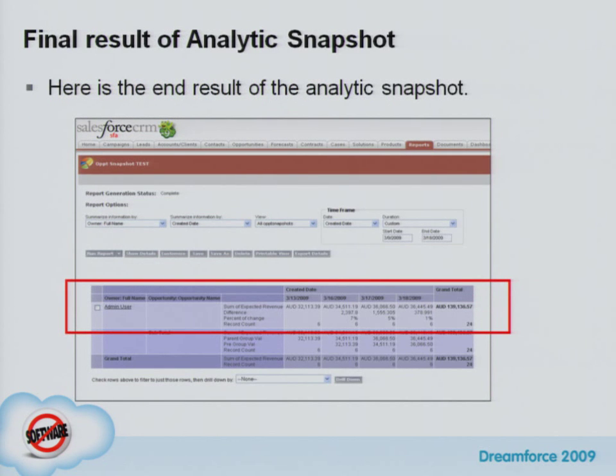And here's our final result. So you can see here, using our analytic snapshots, week over week, I was able to get the sum of the expected revenue, and leveraging the previous value and the current value formulas, I was able to get the difference between last week and this week, or the last time it was run and this time it was run, and then the percent of increase or decrease. Isn't that exciting?